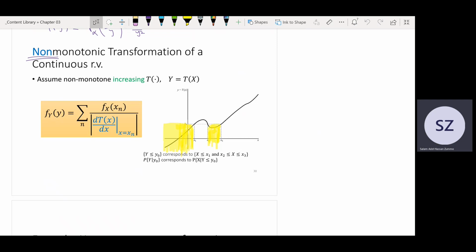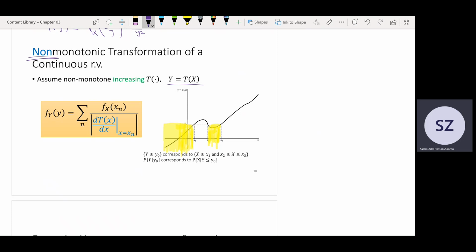The non-monotonic, from the name, it's basically a function that goes up and then probably down and then up. So basically it doesn't follow an increasing direction or decreasing direction. So basically it can increase and decrease, like a cosine wave, like a square wave, a square law function, and that. Okay, so in this case, when you have y equal T of x, and T of x is a general function that is non-monotonic.